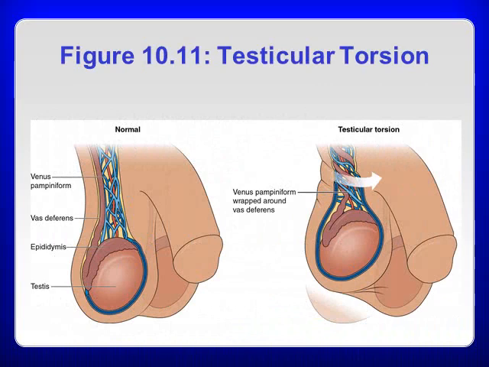So here's an illustration showing some of the anatomical structures that we had discussed, and you can see in the picture where the torsion is taking place, what the deformity looks like, and what happens to the vascular structures and the vas deferens as it gets entangled in there.